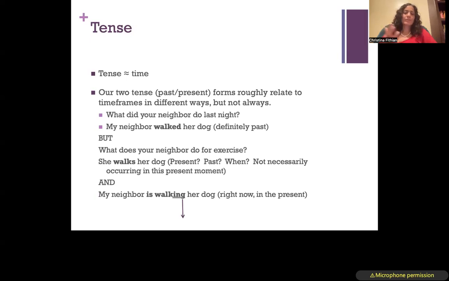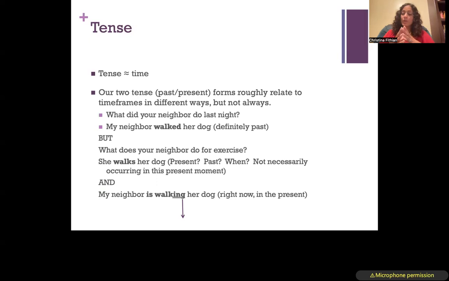And again, we can see lots of other examples of this, how tense doesn't always match real world time. So for example, if I ask you, what did your neighbor do last night? You could say, well, my neighbor walked her dog. Okay, that's definitely in the past. We're using the past tense. But if I say, what does your neighbor do for exercise? She walks her dog. Oh, is that present? Is that past? Is that future? It's not really exactly occurring right in this moment. So there doesn't seem to be a real tense associated with that simple present.